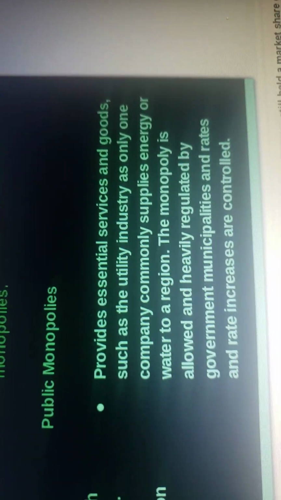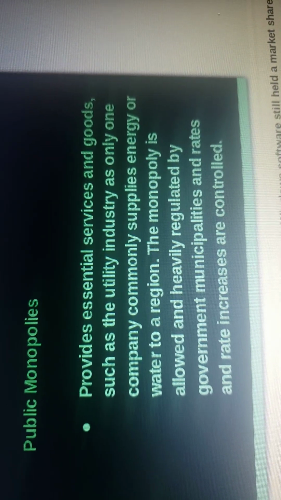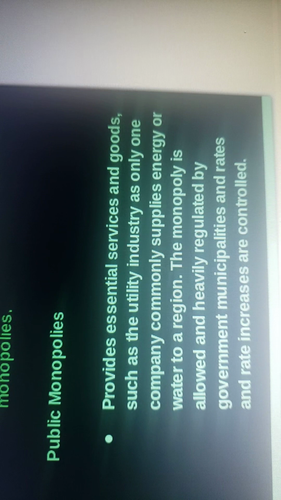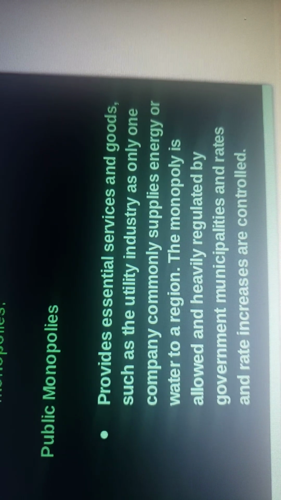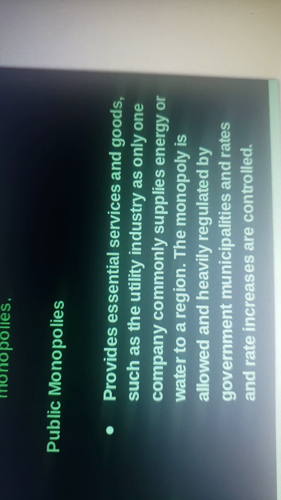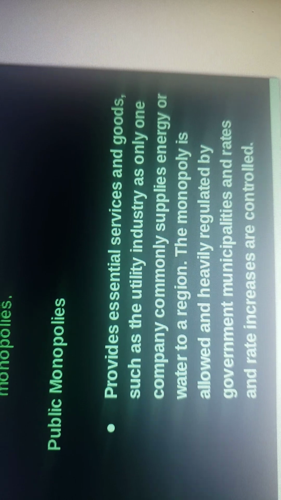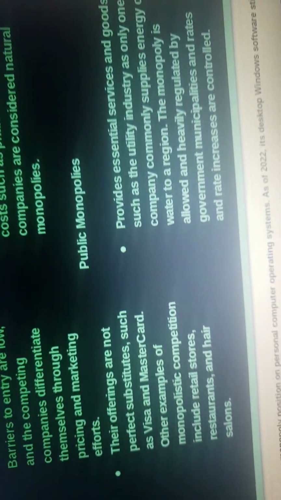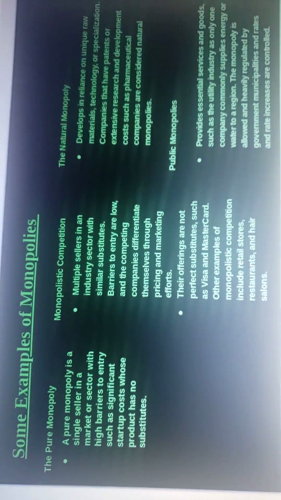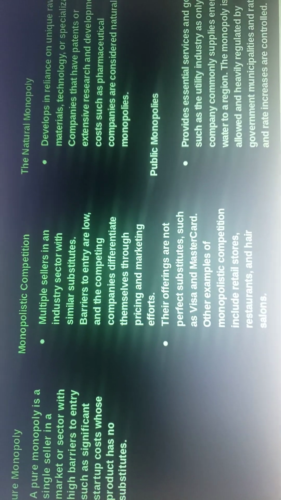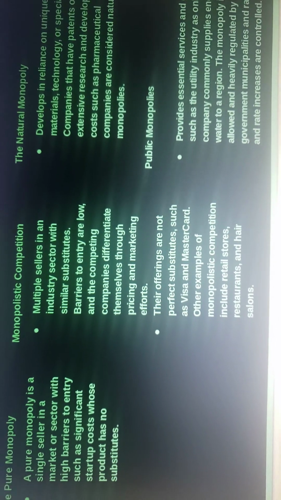And then we also have the public monopoly. A public monopoly provides essential services and goods, such as the utility industry, as only one company commonly supplies energy or water to a region. The monopoly is allowed and heavily regulated by the government and municipalities, and rate increases are controlled. So it's basically like in some parts of Massachusetts we have Eversource, and in other parts we have National Grid. So that's basically what that explains.